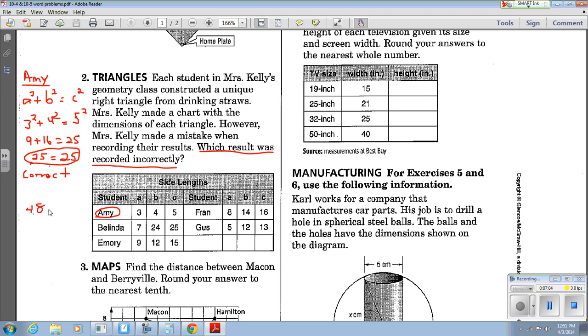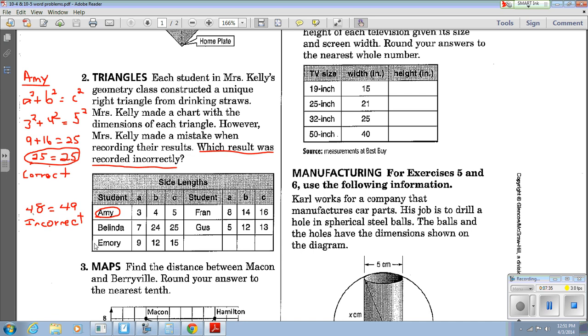48 equals 49. That's false. So if you get something that looks like this, it is incorrect. This is where her mistake was. And if you find that one, you can certainly stop there. So this is what you're looking for. So on your paper, you want to kind of do it like I did. Label the name, substitute into the formula, do the calculations. If you get a number equals a number, hey, that's a right triangle. You know that. If you get something where the numbers are different, that isn't a right triangle.